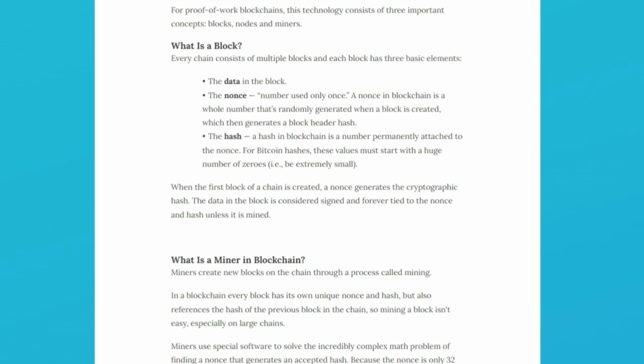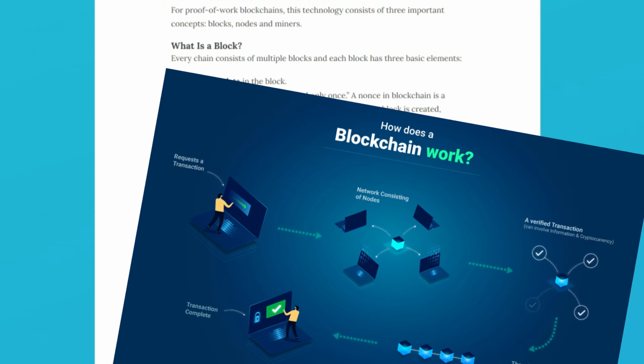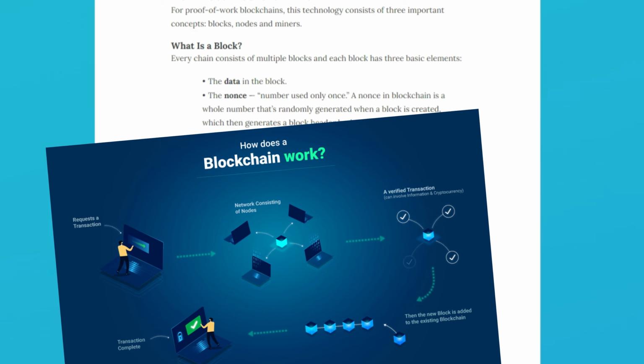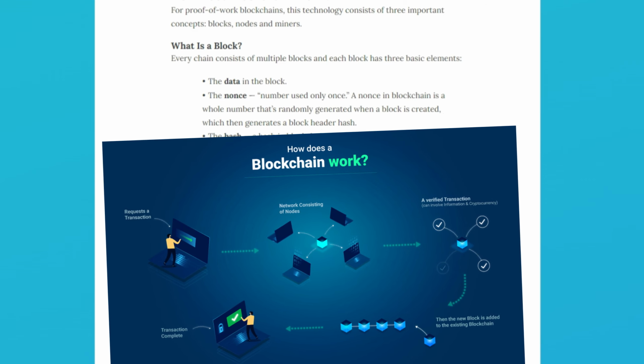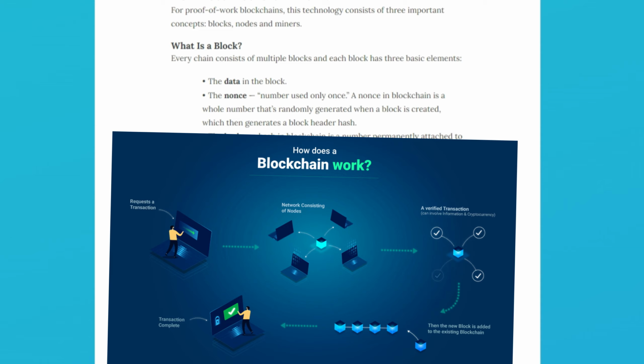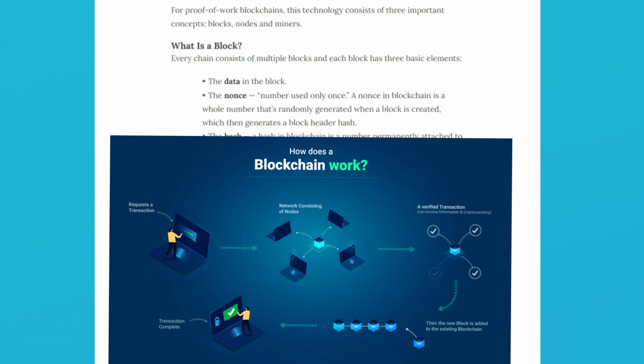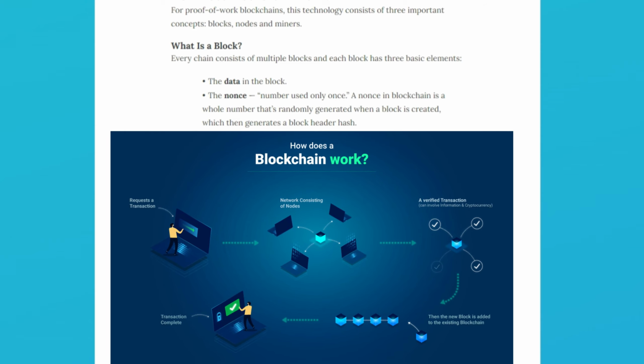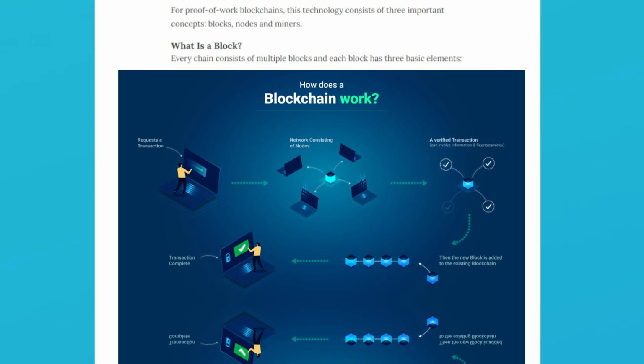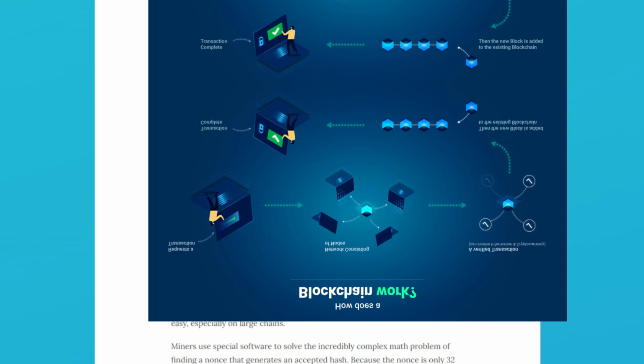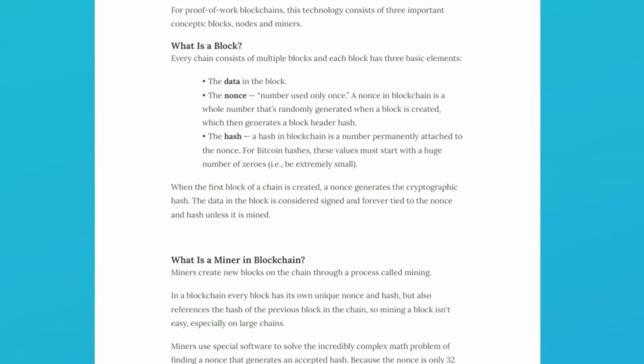How does blockchain work? For proof-of-work blockchains, this technology consists of three important concepts: blocks, nodes and miners. What is a block? Every chain consists of multiple blocks and each block has three basic elements. The data in the block. The nonce, number used only once.